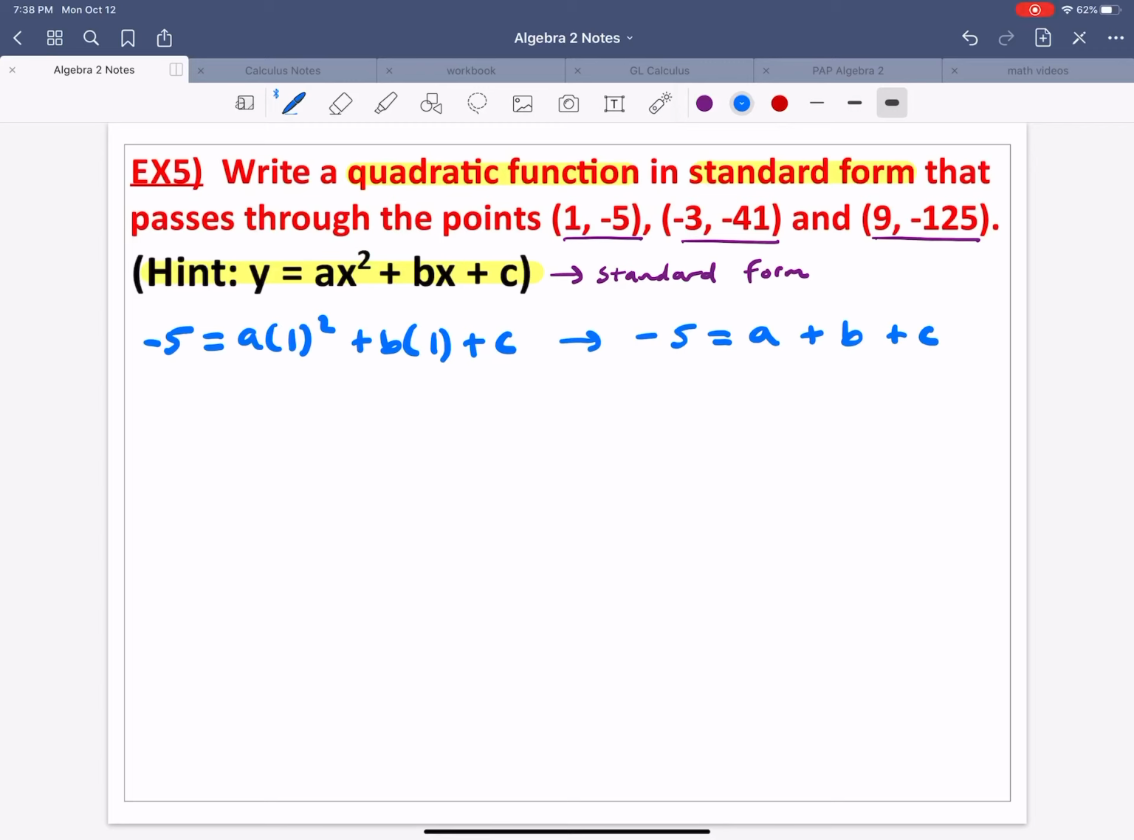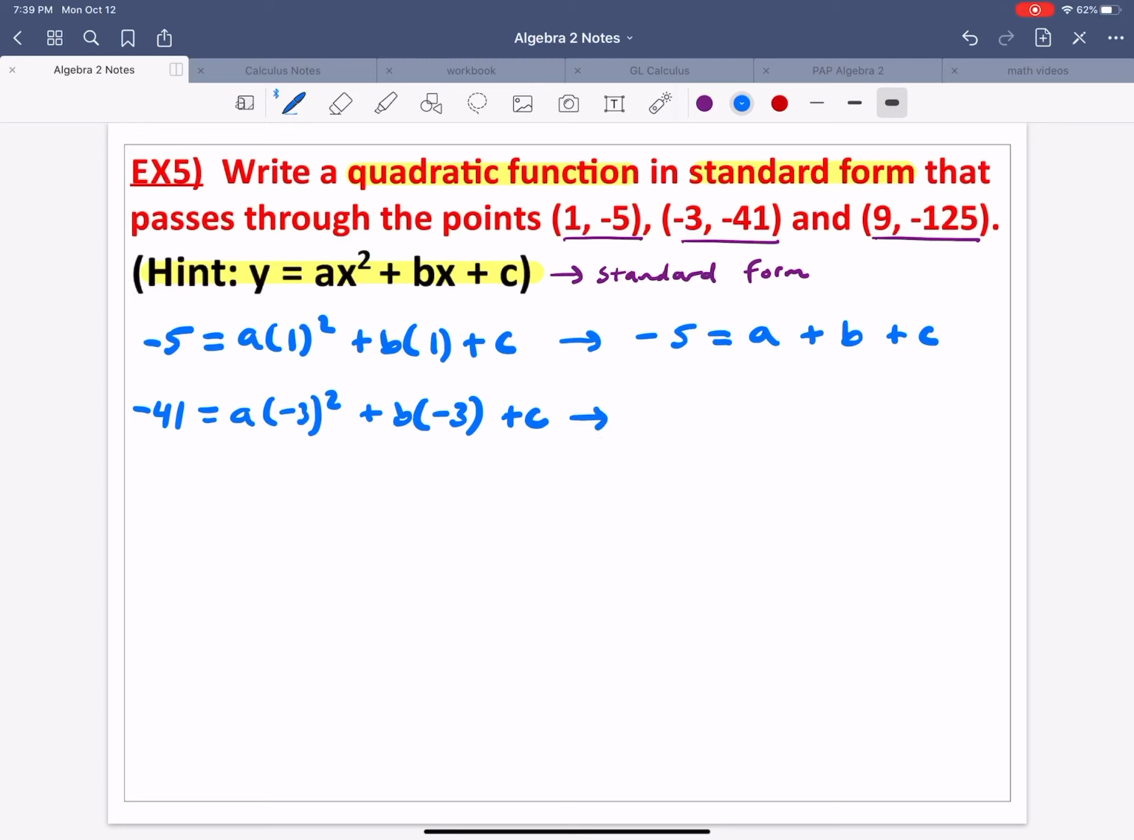Now, if you notice here, how many variables do you have? 1, 2, 3. So let's do it again. Because if we have an equation with 3 variables, I need to find 3 equations in order to solve that system. So, pretty interesting that you were given 3 points. Not an accident, okay? So, the second point, y is equal to -41 when I plug -3 in for x. So, I'm taking that standard form and I'm plugging -41 in for y and -3 in for x.